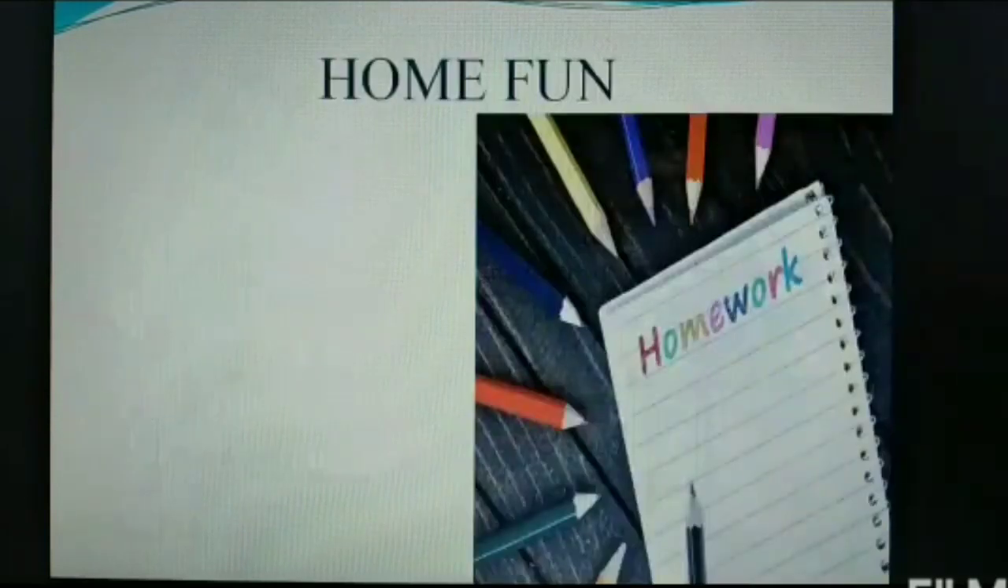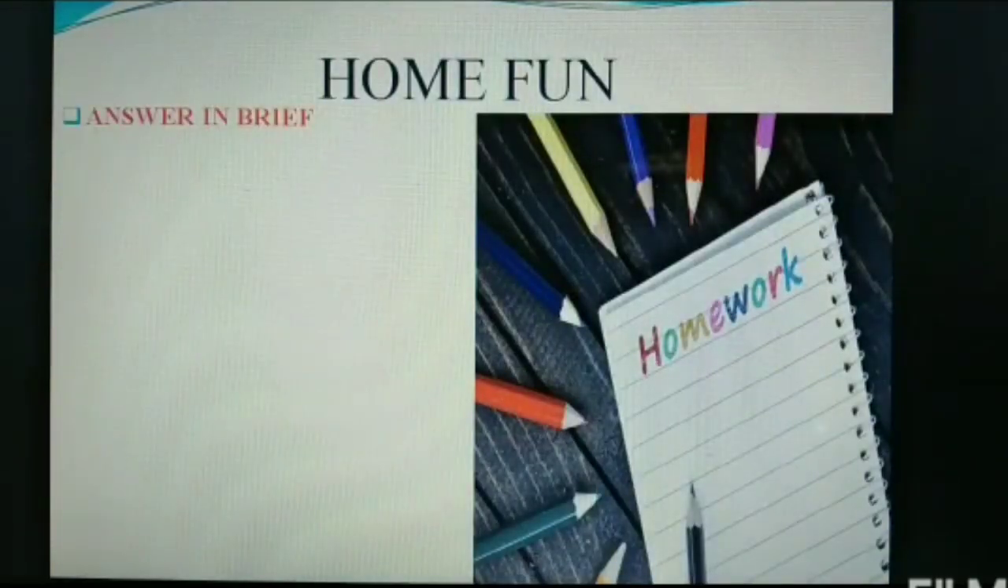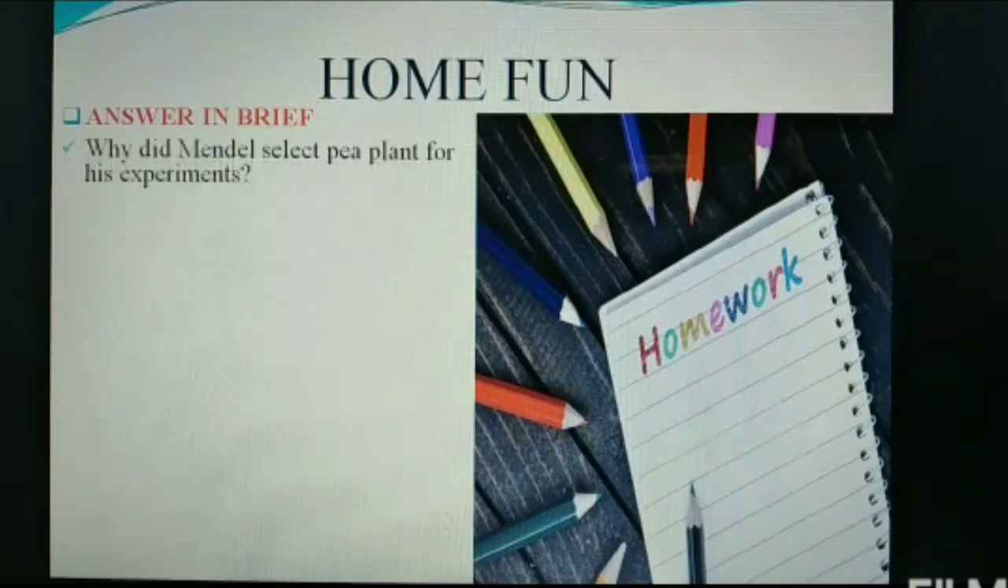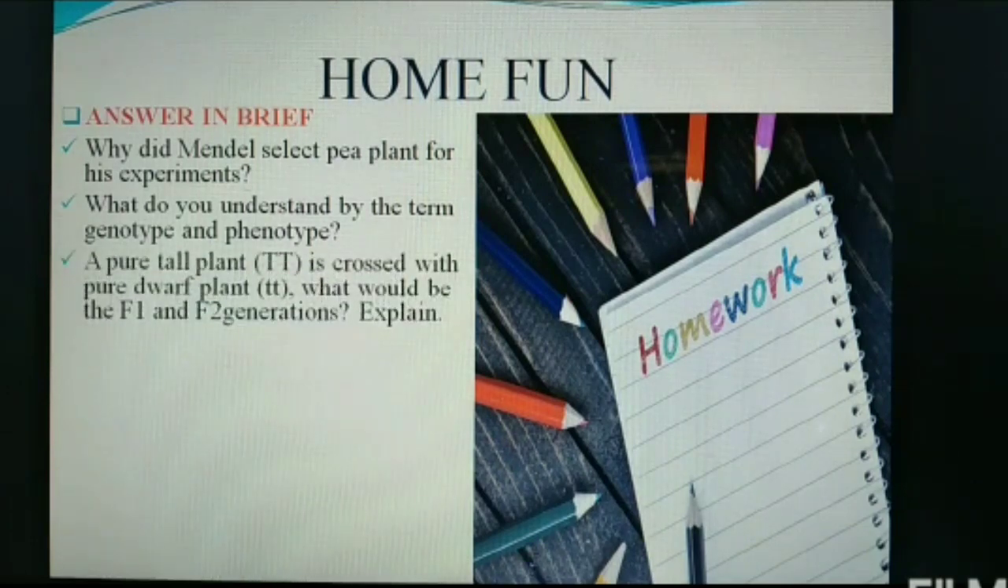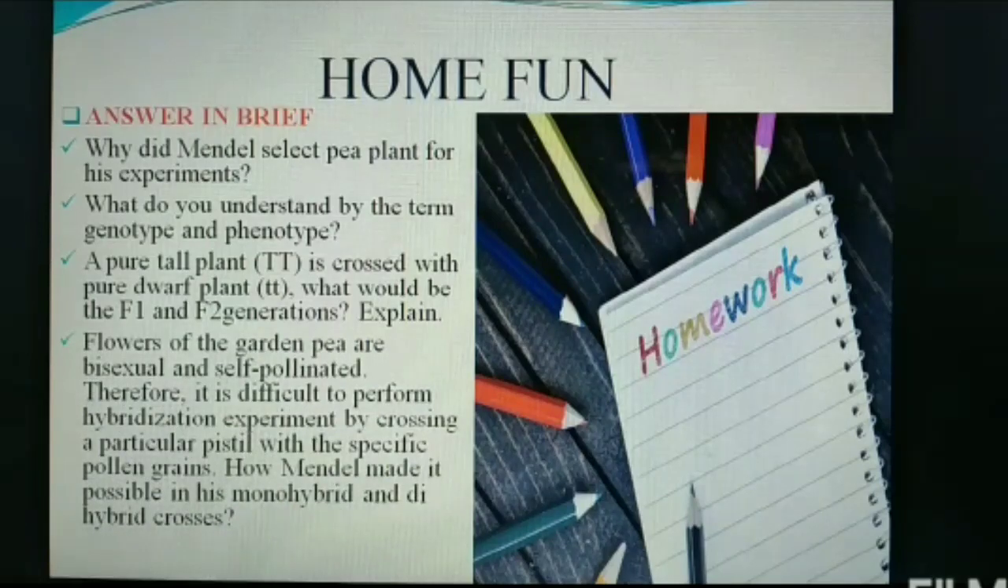Now, home work. Students are asked to study the following questions and write as a home test. First question, why did Mendel select the pea plant for his experiment? Second question, what do you understand by the terms genotype and phenotype? Third question, a pure tall plant, capital T, is crossed with a pure dwarf plant, small t. What would be the F1 and F2 generations? Explain. Fourth question, flowers of the garden pea are bisexual and self-pollinated. Therefore, it is difficult to perform a hybridization experiment by crossing a particular pistil with specific pollen grains. How did Mendel make it possible in his monohybrid and dihybrid crosses?